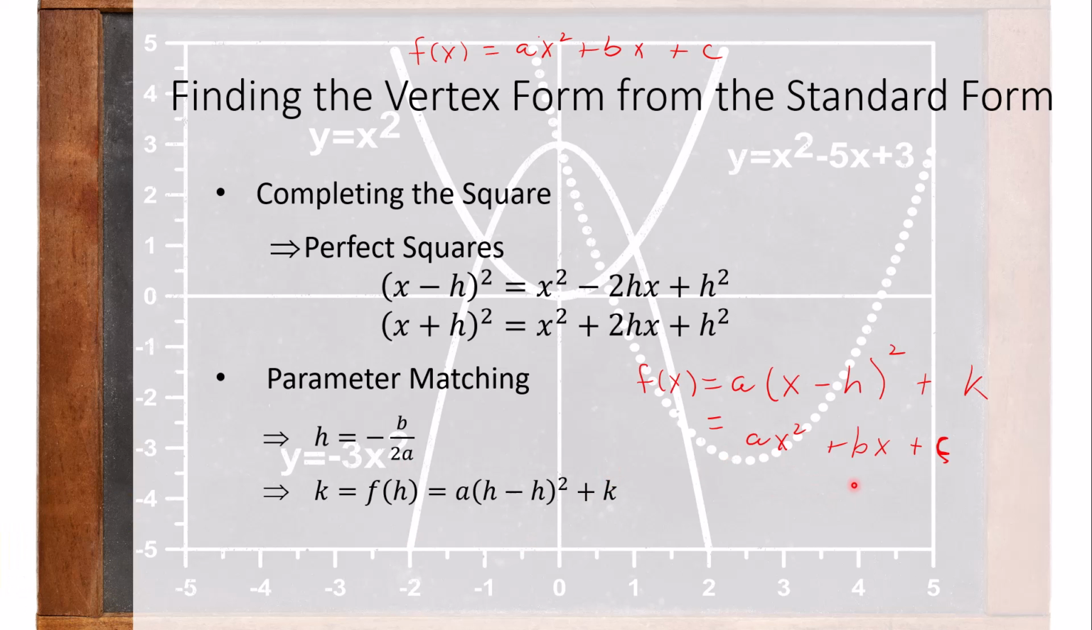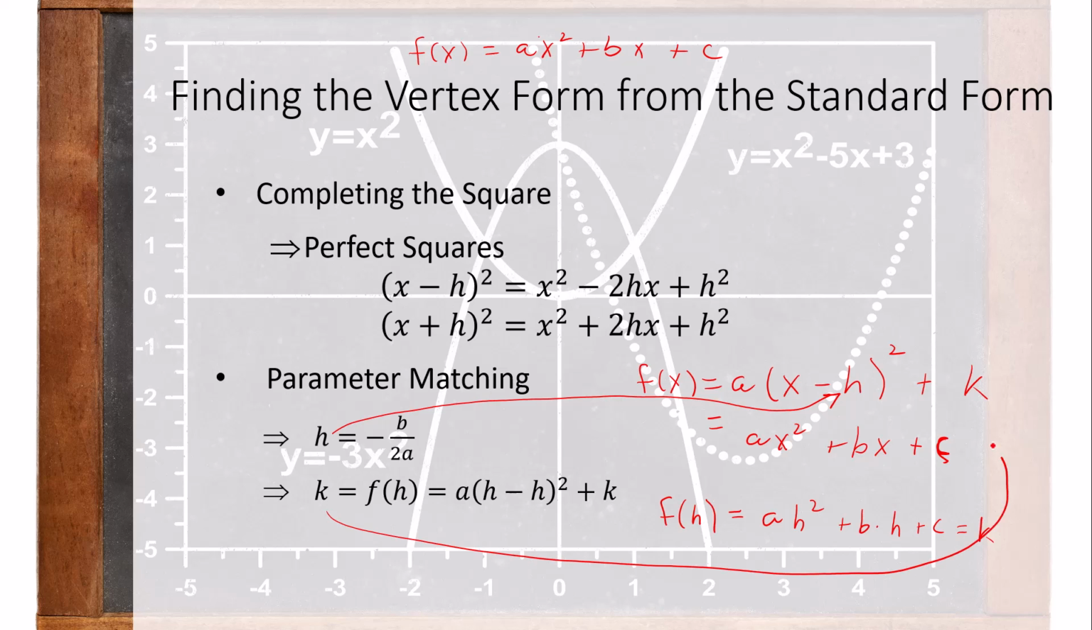So if you know what a, b, and c are, you can use a and b to figure out what h is. Once you figured out what h is, then k is nothing more than f evaluated at h. So all you would need to do is compute f of h, which would be equal to a times h squared plus b times h plus c, and that would give you what k is. So then h would go into here, and then whatever you get for k would go into there.